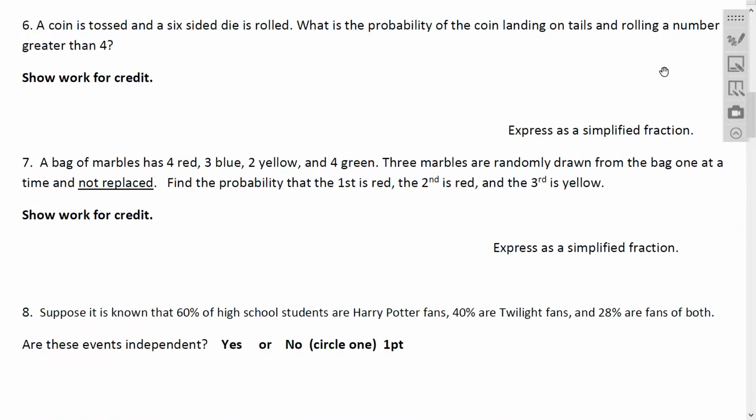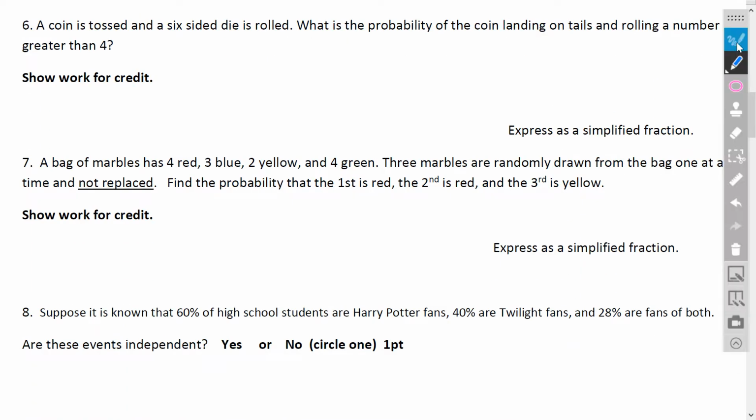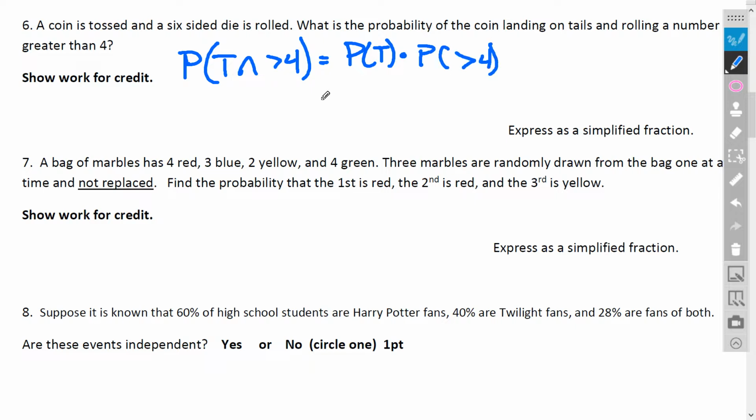Number 6, a coin is tossed and a die is rolled. What is the probability of the coin landing on tails and rolling a number greater than 4? So we want probability of tails and greater than 4. Okay, well, these are independent events, or we can assume they're independent events, but they are because tossing a coin has no effect on rolling a die. So we can just do the probability of flipping tails, coin landing on tails, multiplied by the probability that the die is greater than 4.